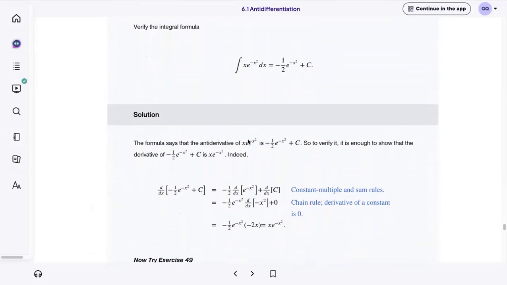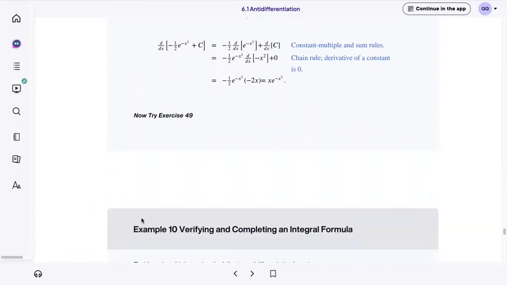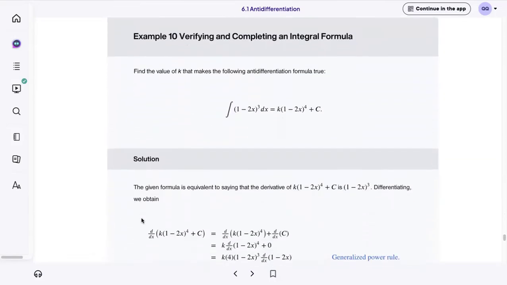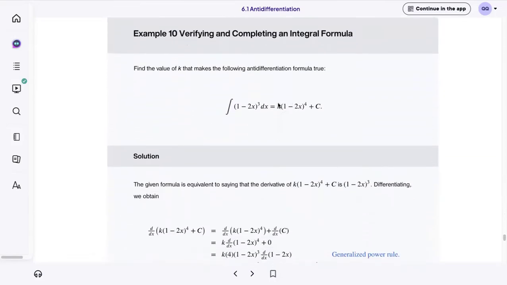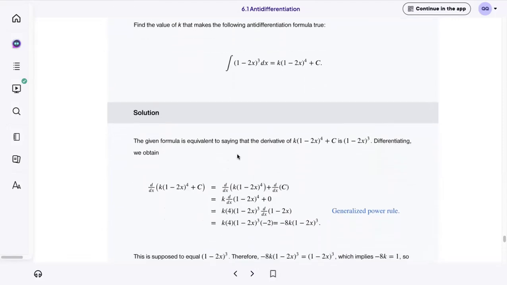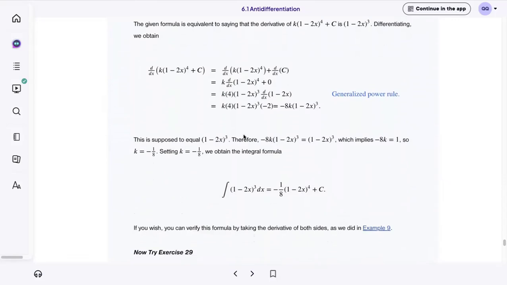So this is asking us to verify. How do we verify? We just take the derivative of this side. If we take the derivative of this side and reach this, that's verified. So this is the same thing. We just take the derivative of the other side to see if it equals the integrand.